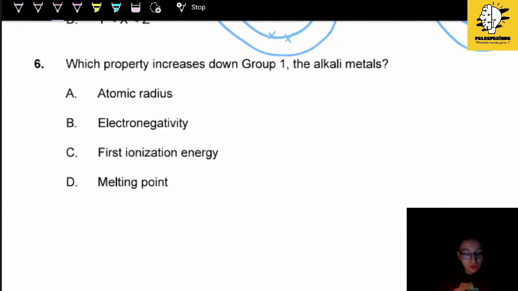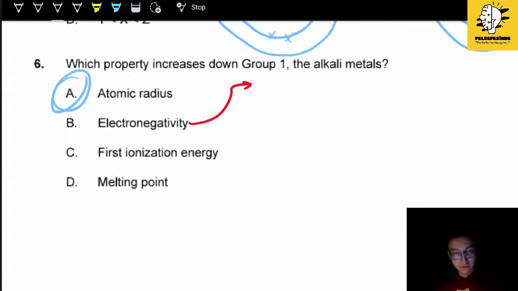So question number 6. Which property increases down group 1, the alkali metals? So this is directly a knowledge question. Let me tell you the answer. This will be absolutely atomic radius. Right, again? Yes. And it is one of the easiest, but we should be careful still. Yes, because let's remind our friends about those rules as well.